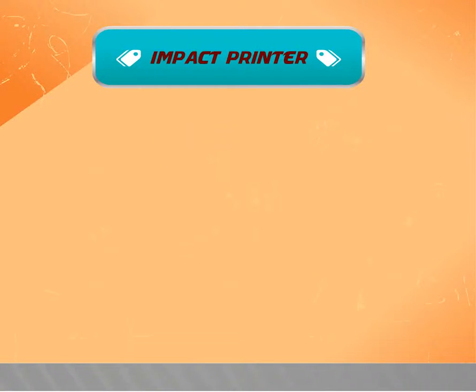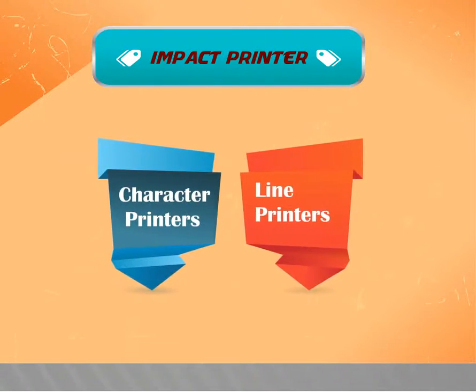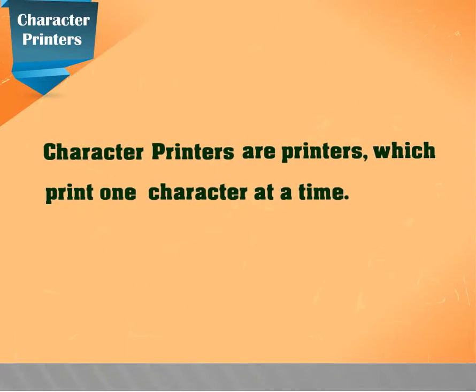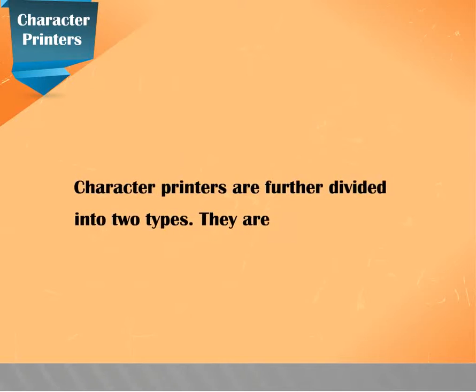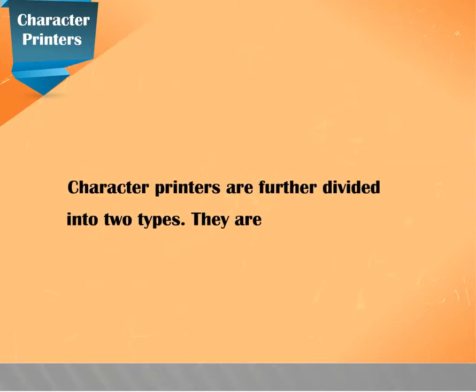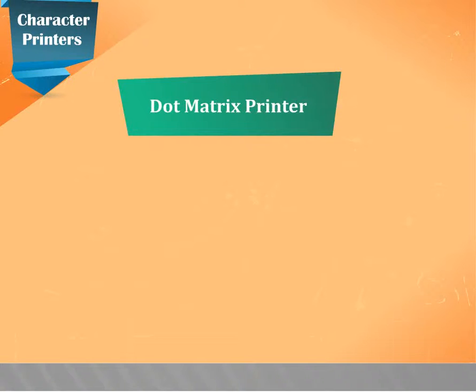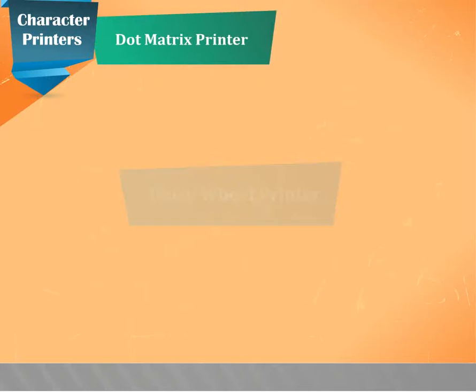Impact printers are classified into two types. They are character printers and line printers. Character printers. Character printers are printers which print one character at a time. Character printers are further divided into two types. They are dot matrix printer and daisy wheel printer.